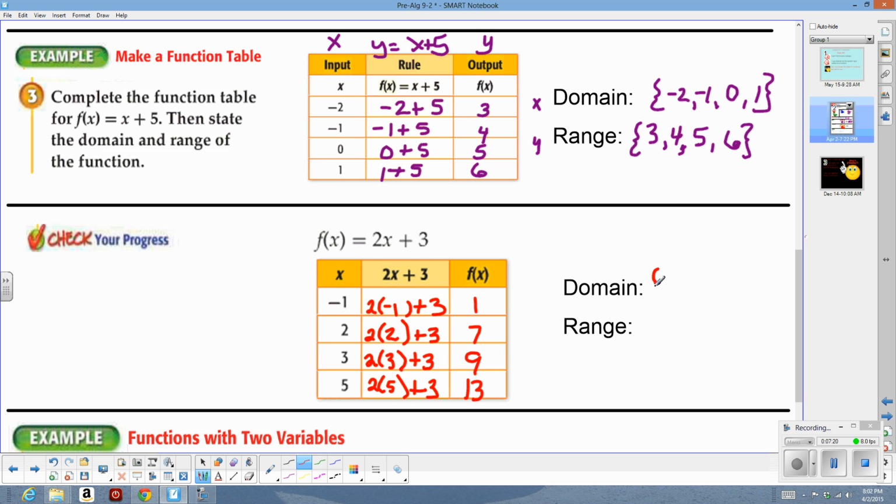So my domain, remember, is my input. That's my x values. So -1, 2, 3, and 5. Our range is the output, or our y values, 1, 7, 9, and 13.